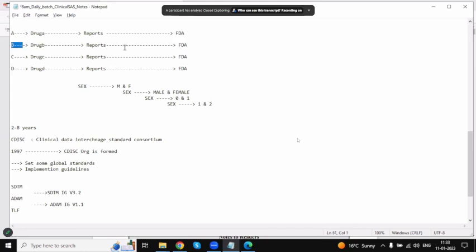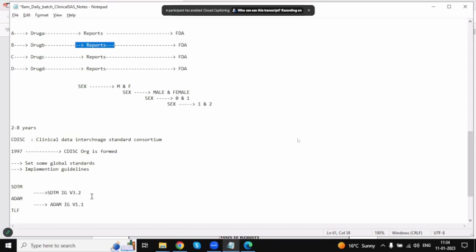Again, company B is there. This time, company B generates the reports in the CDISC format. Once it reaches the FDA, the FDA already knows the CDISC formats, so it directly checks the report and gives approval. Now company C, company D, every company started following the CDISC regulations and standards. Every company prepares the reports in the CDISC format and reaches the FDA. Now a lot of time was saved for the FDA, right? Because there is no need to understand a new report every time.